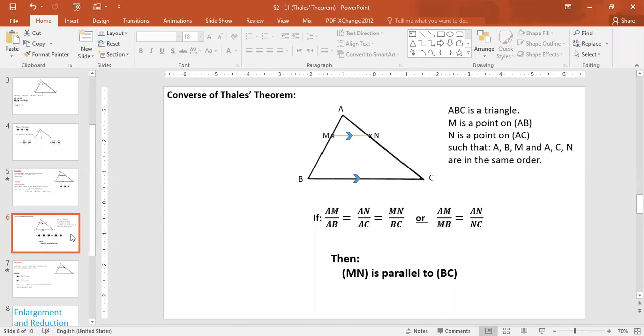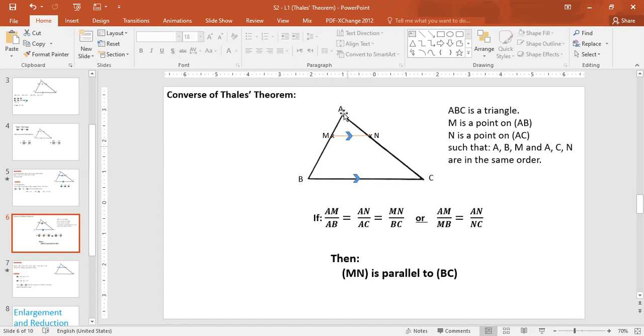Okay. Now, let's move to the converse of Thales theorem. You know that every theorem that we study has a converse. What do we mean by converse? In Thales theorem, we are given MN parallel to BC. This makes us able to apply Thales theorem.